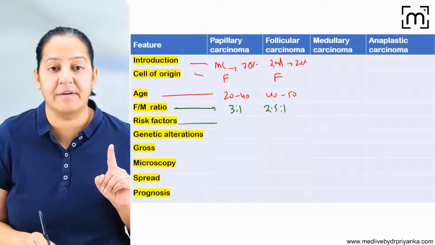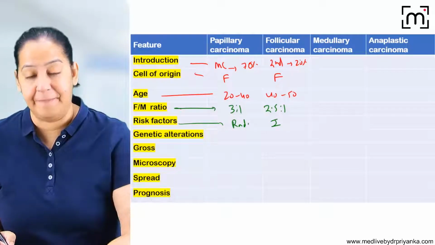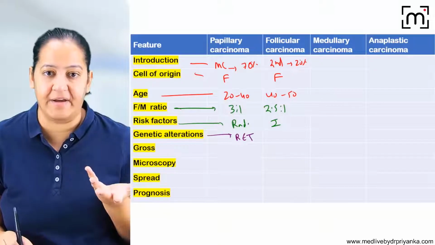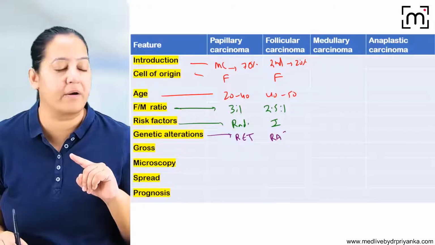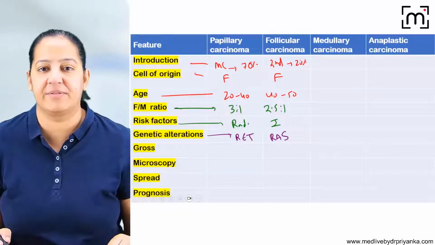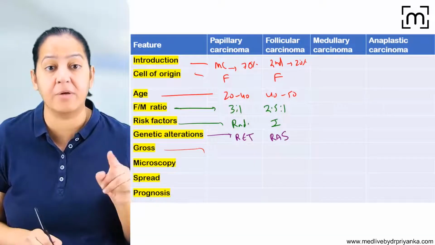If you see the risk factor here, radiation exposure, and here iodine deficiency. If you say the mutation, here most important are RET mutation and NTRK. Here most important are RAS and PPARG. That is the mutations.